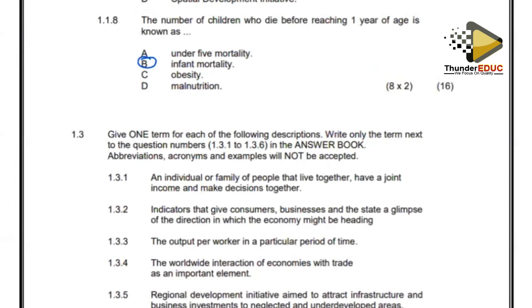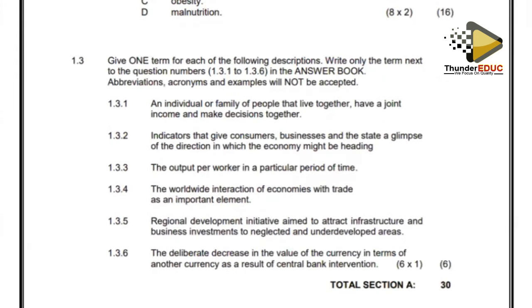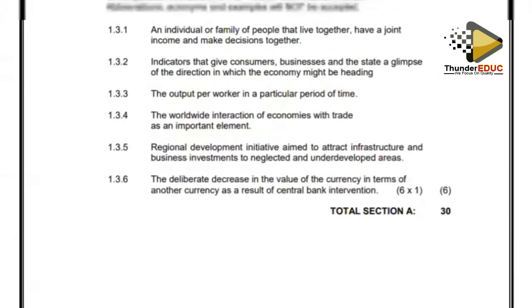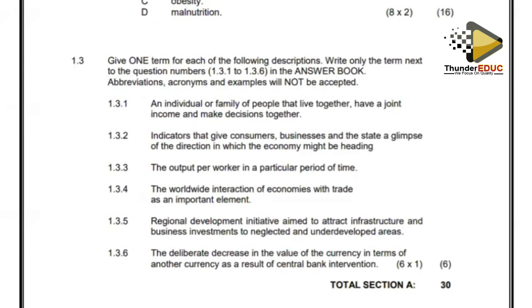Then we have the last but not the least. Give one term for each of the following descriptions. Write only the term next to the question number. An example is given. 1.3.1 up until 1.3.6 in the answer book provided. And also abbreviations and acronyms are not considered.